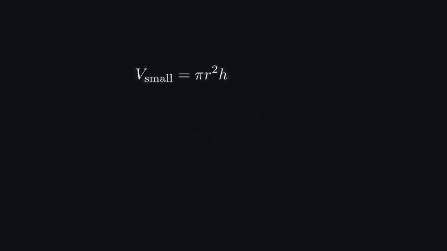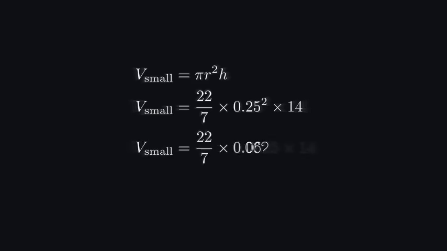V small equals pi r squared h. Substitute the known values. V small equals 22 over 7 times 0.25 squared times 14. V small equals 22 over 7 times 0.0625 times 14. V small equals 22 times 0.0625 times 2.